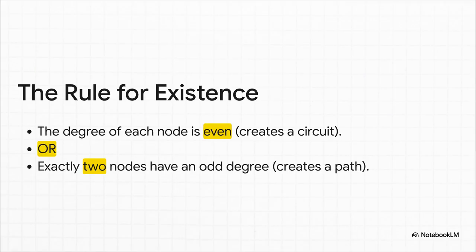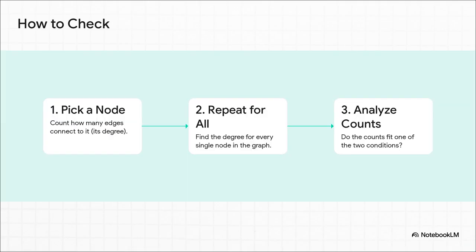And this is where it gets really cool. There's a magic rule. You don't actually have to try and draw it out. All you've got to do is count the degree of each node. That's just how many edges are connected to it. If every single node has an even number of connections, you can make a full loop, a circuit. Or, if exactly two nodes have an odd number, you can draw a path, starting at one and ending at the other. That's it.